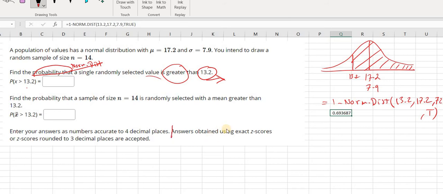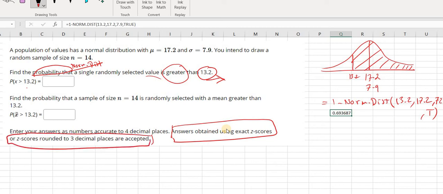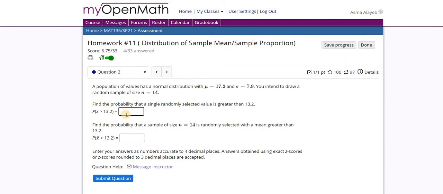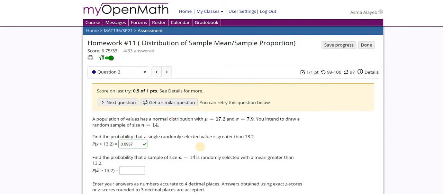Notice how we have extra directions for those students who are using the calculator. And for those students who like to use the standard normal distribution function, you need to turn your numbers into z-scores first and then work with them. For those who use Excel and use the normal distribution function, you don't need to do that. So this is just for the students who are strictly using the calculator, or they are using the standard normal distribution function. I'm going to round to 4 decimals, and then I'm going to go here and paste it. So that is the first part.